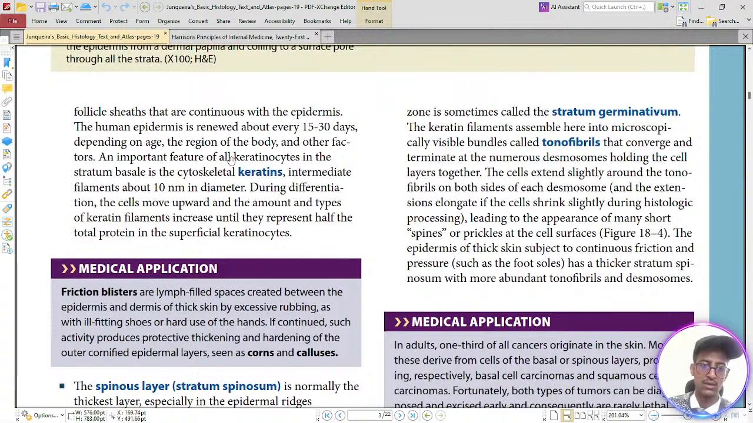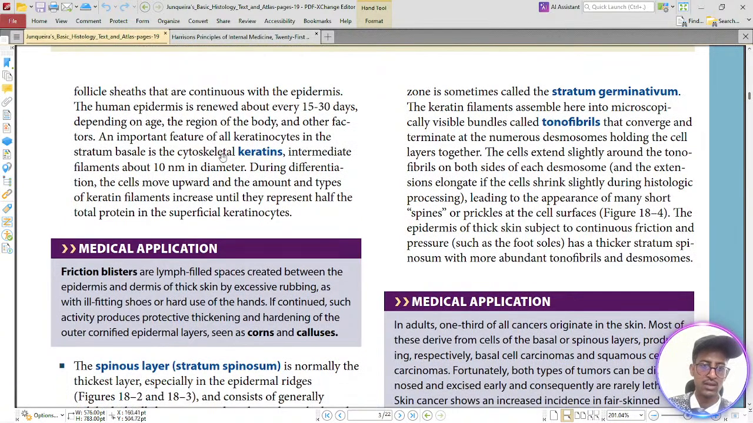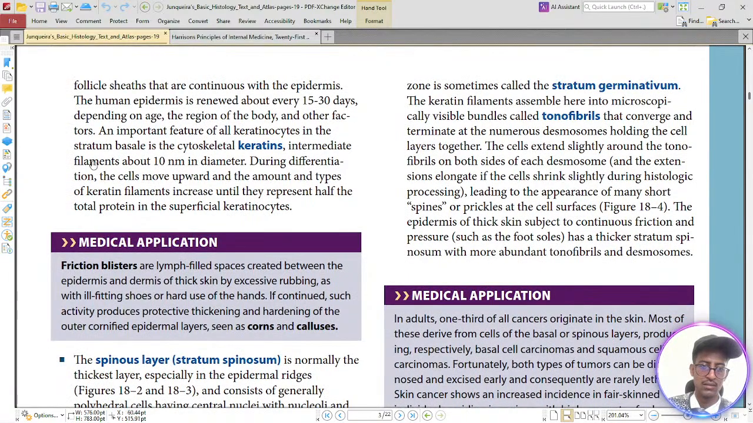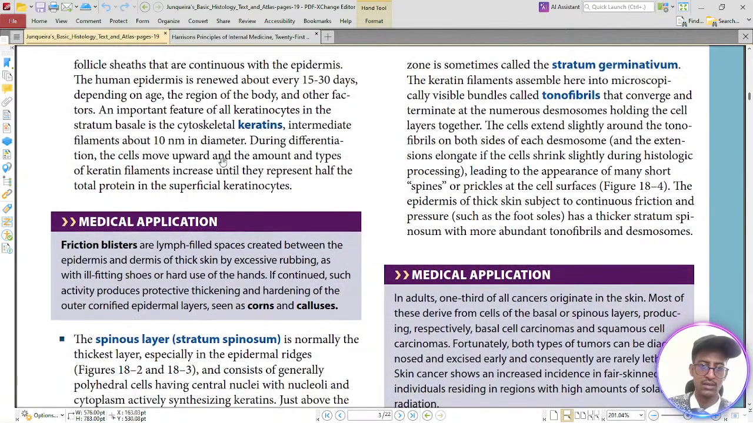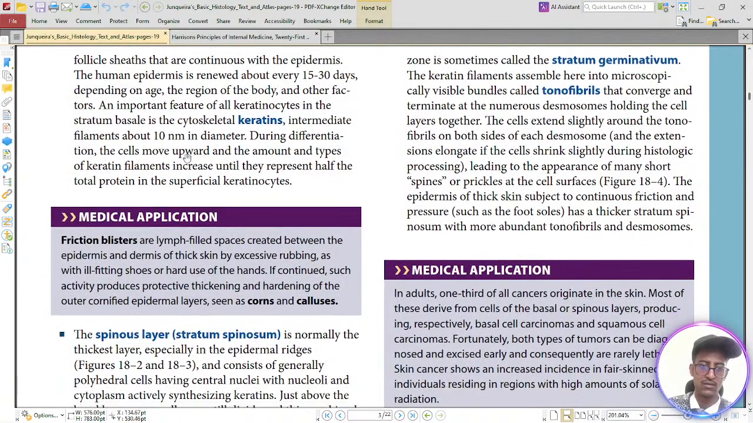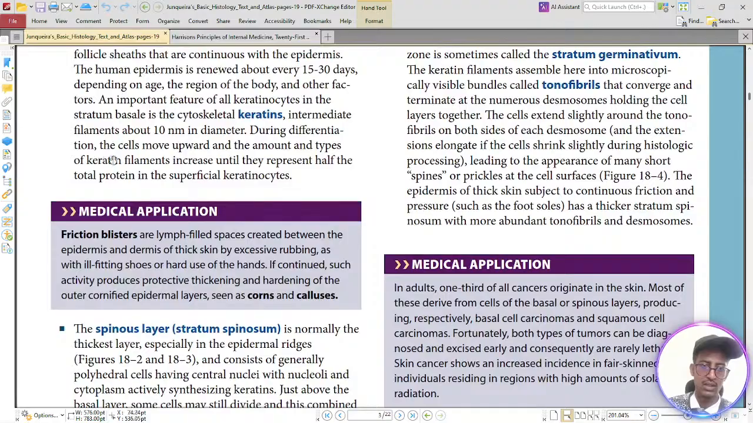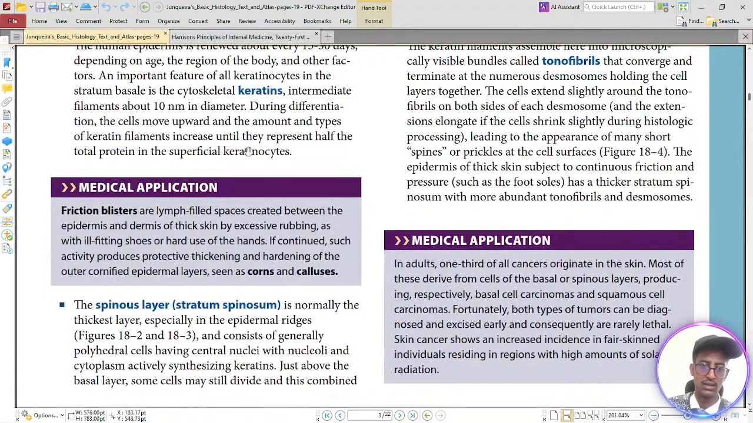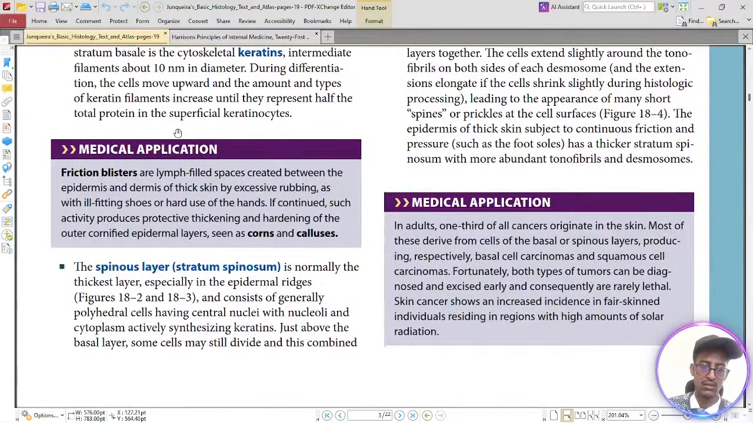An important feature of all keratinocytes in the stratum basale is the cytoskeletal keratins, intermediate filaments about 10 nanometers in diameter. During differentiation, as the cells move upward, the amount and types of keratin filaments increase until they represent half the total protein in superficial keratinocytes.